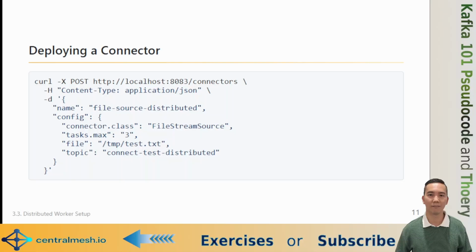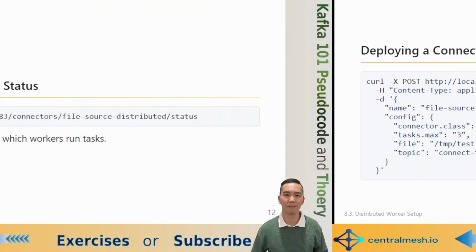Now let's deploy our first connector. Instead of passing configuration files during startup, we send a POST request to the Connect REST API with the connector configuration in JSON format. The worker receives this request, stores the connector configuration inside the connect-config topic, and the entire cluster immediately becomes aware of the new connector. Kafka Connect then creates the required tasks and distributes them automatically across the available workers.